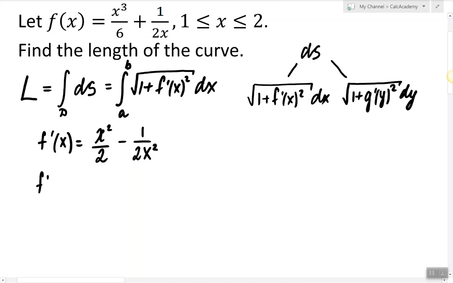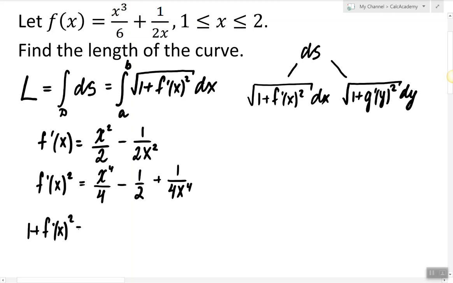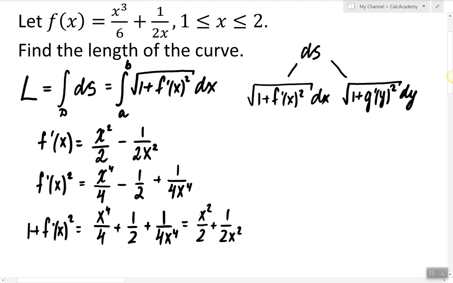Next, I have to square the function. So we have x to the 4 over 4 minus 1/2, 2 times the product, and plus 1 over 4x to the 4th. Next, we add 1 to this expression, and after you add 1 to this expression, we end up with the same exact expression, but with positive 1/2 instead of negative 1/2, which means that we do have a perfect square, which can be written like this.